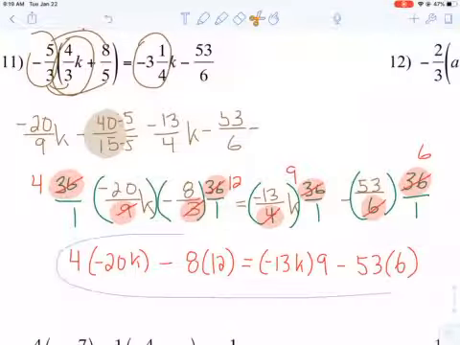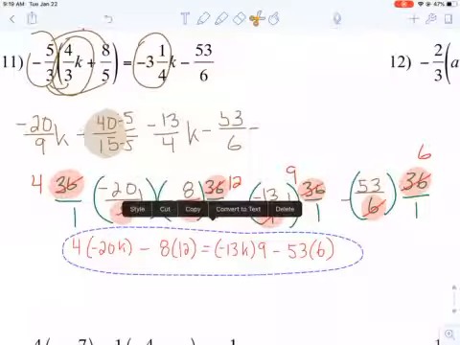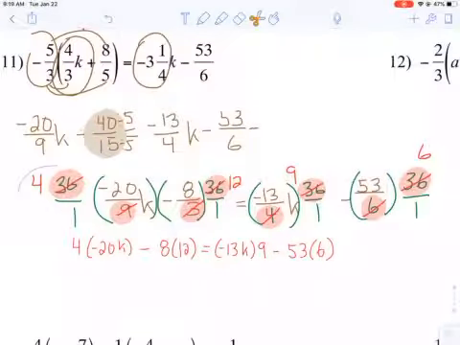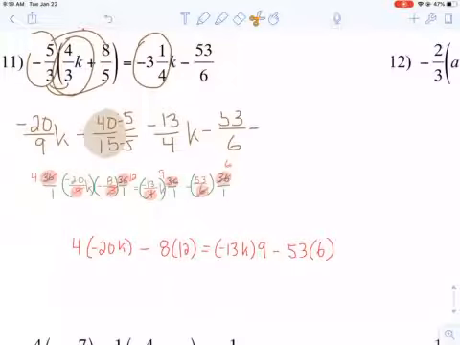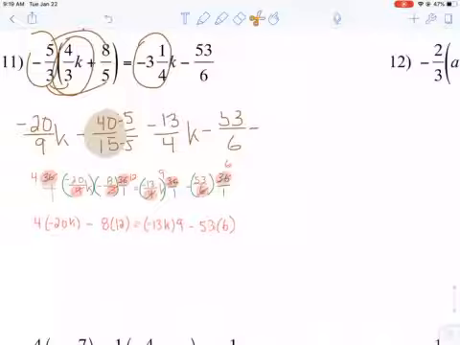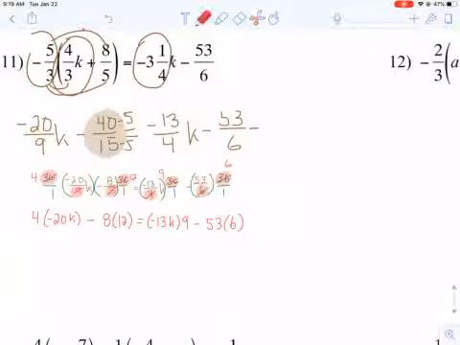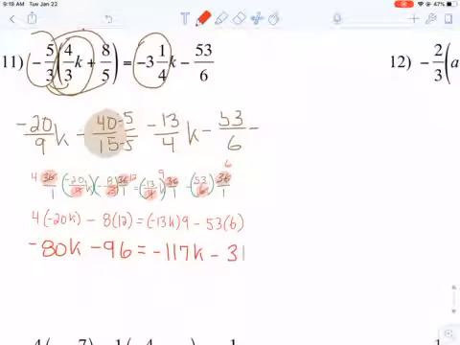Now, I've got some larger numbers here, but it's a lot easier, at least to me, than dealing with all those denominators. That's the way I approach it. If I can clear stuff, I'm going to. So now I just multiply this out. 4 times negative 20k gives me negative 80k. Negative 8 times 12 gives me negative 96. Negative 13k times 9 will give me negative 117k. And then 53 times 6 will give me 318.